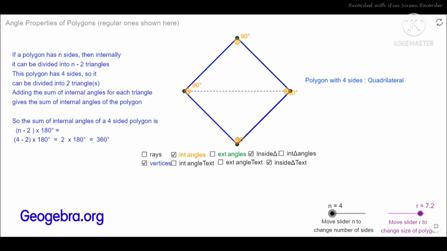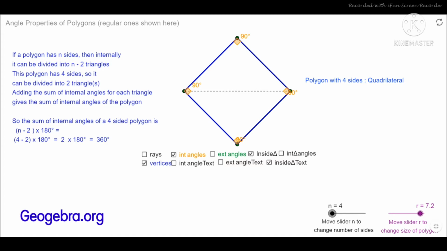So let's start with a 4-sided polygon, that is a quadrilateral. Here we have considered all regular polygons so that it becomes easier to understand, and it is true whether it is a regular or an irregular polygon. For this quadrilateral, n equals 4, as you can see in the formula on the left side. 4 minus 2 is 2, and 2 multiplied by 180 gives 360. Here n minus 2 is the number of triangles. Since it is 4-sided, 4 minus 2 gives 2 triangles, each triangle is 180, so 2 into 180 is 360 degrees.